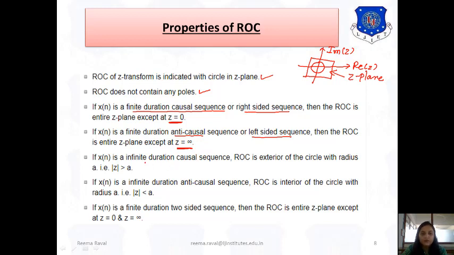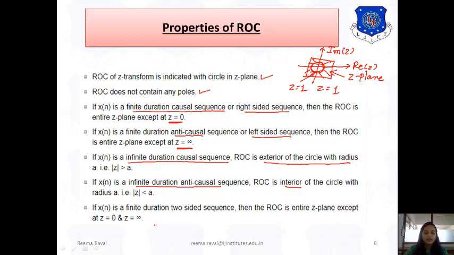Now the next property is, if X of n is an infinite duration causal sequence, the ROC is the exterior of the circle with radius Z equals a. That means, let's say for example here we are taking Z equals 1, so this circle will be Z equals 1, and if it is an infinite duration causal sequence, then the ROC is the exterior of the circle. That means it will be this part of the Z plane, the exterior part of the circle with radius Z equals a, right? And if it is an infinite duration anti-causal sequence, then it will be the interior of the circle with radius Z less than a. That means it will be the interior part of this.